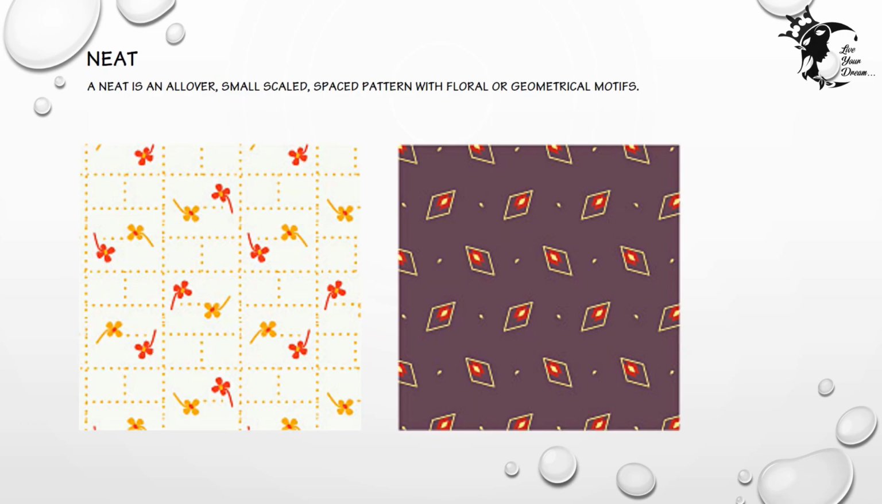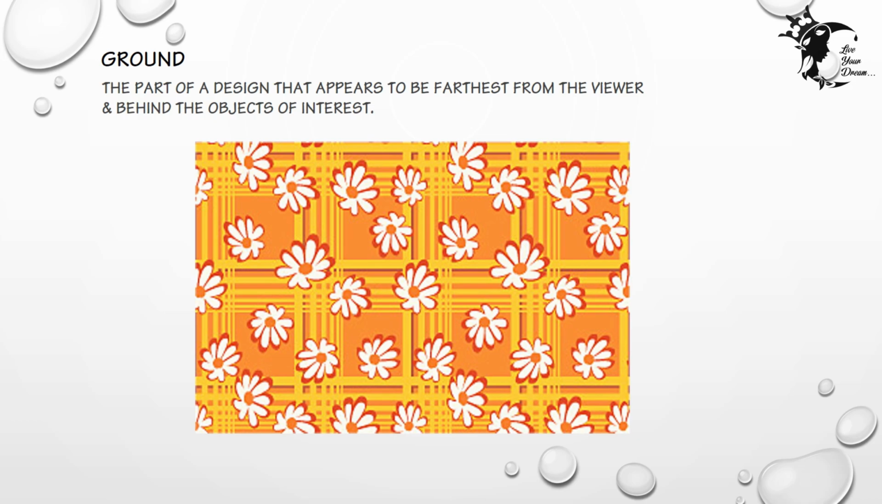Neat. A neat is an all-over small-scaled pattern with floral or geometrical motif usually printed in 1 to 2 colors on a white or colored ground. Inexpensive to produce and economical for dressmaking. Ground. The part of a design that appears to be farthest from the viewer and behind the object of interest. It can be a solid color, texture, random objects, or pattern ground, also called background, opposite of foreground.